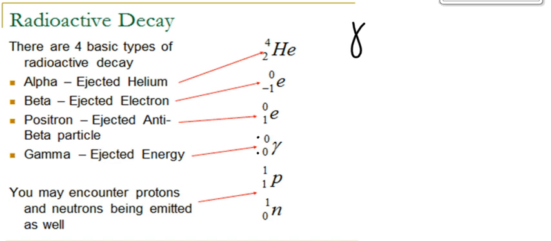So basically, the nucleus is unstable because it has too much energy, so it spits out energy. And you may also see from time to time just one proton or just a neutron being ejected also. But these are the 3 big ones.